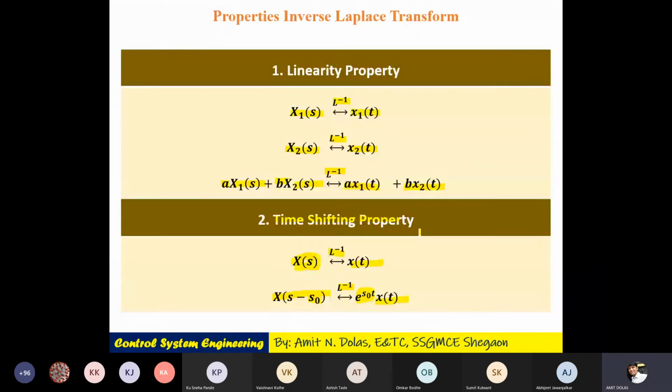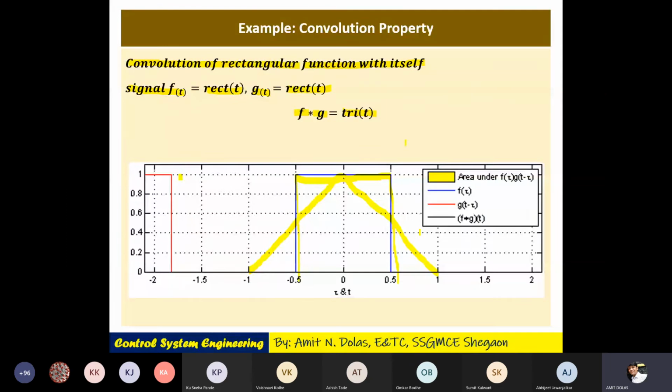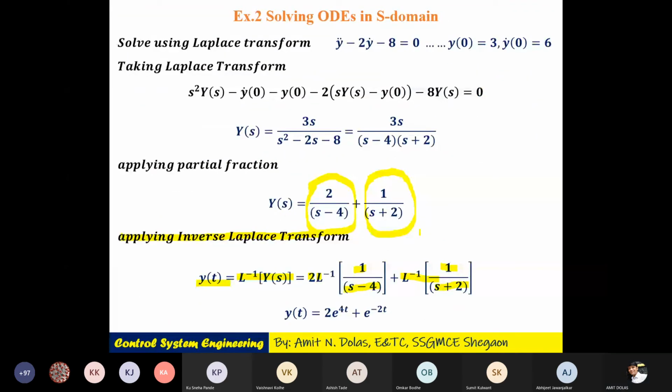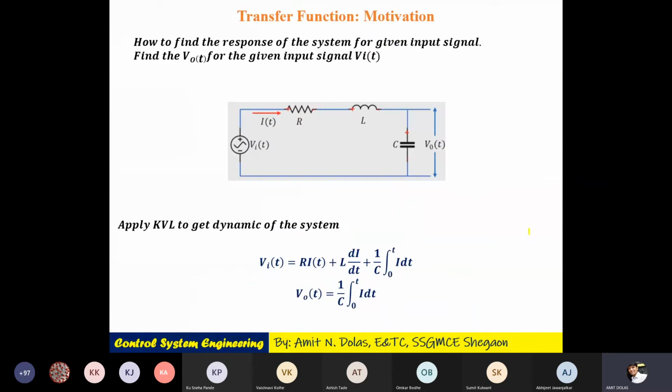Coming back to the current PPT, you can see here 1 by (s minus 4) will be e raised to power 4t, the 2 as it is, and 1 by (s plus 2) will be e raised to power minus 2t. So it is simply the addition of two exponential signals as the output. So it becomes again very easy to solve the ODE.